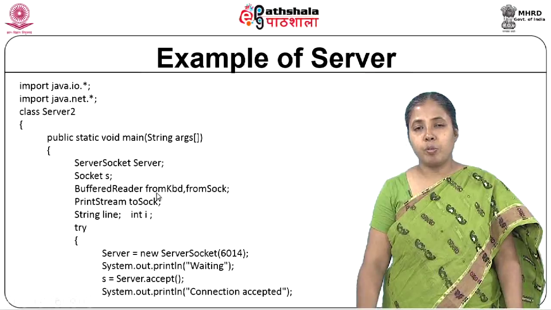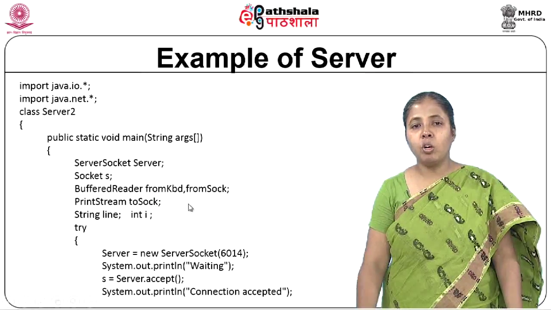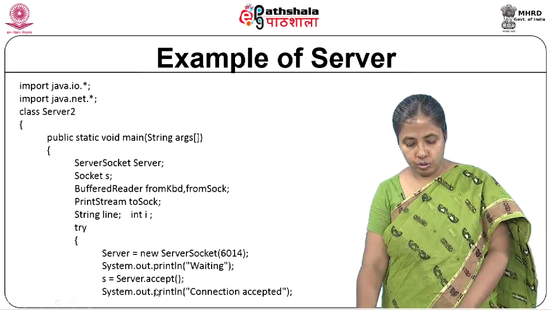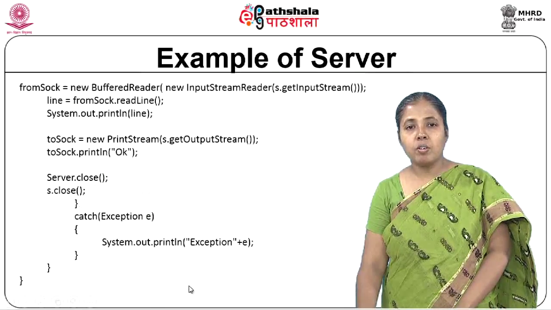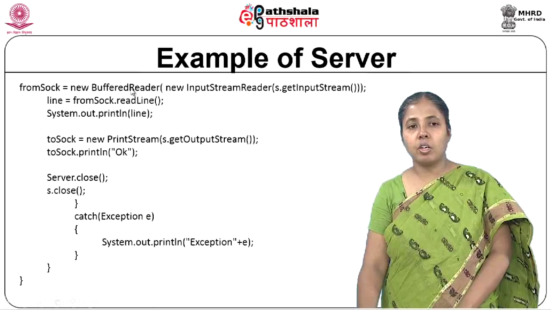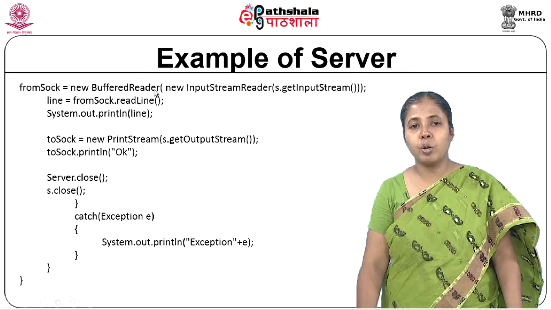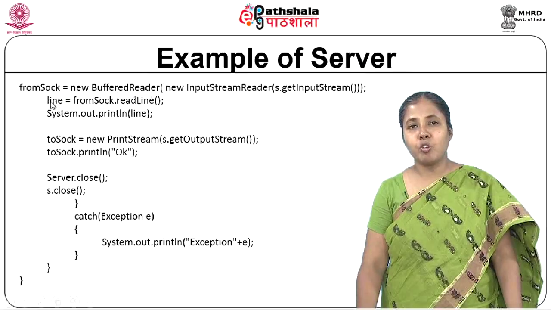So, we create three objects: one to read from the keyboard, one to read from the socket, and the other to write to the socket. You create a socket object and make the server listen on the port number for the connection. Once the client gives the connection request, it starts reading. We wrap getInputStream of the socket with a BufferedReader to read from the socket. So, it is now trying to read from the socket.